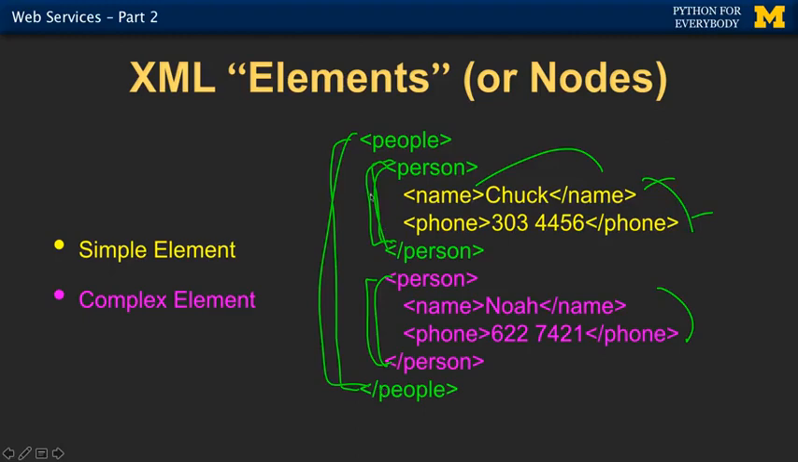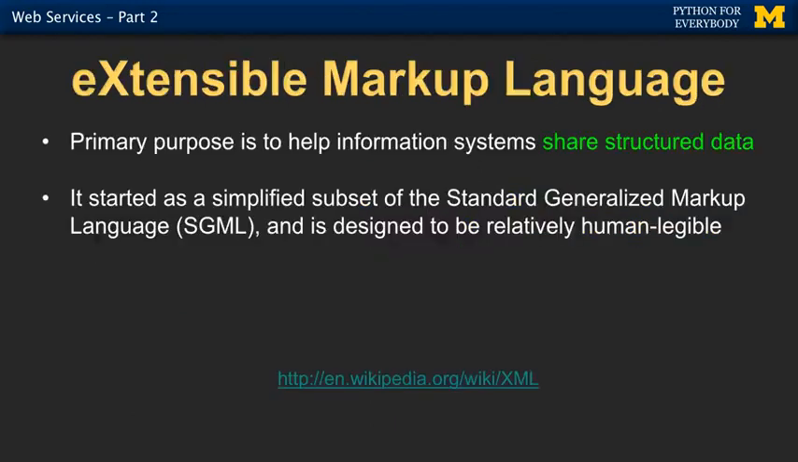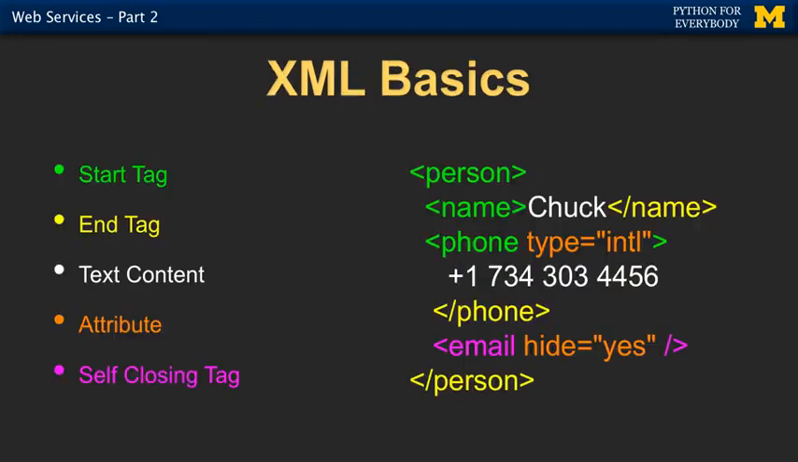The indenting is just something I'm showing you to make it look pretty. XML doesn't really care what extra spaces you put in, but it certainly helps us as human beings understand what's going on. The primary purpose of XML is to share structured data. It was a simplified subset of SGML, which was the precursor to both XML and HTML. SGML was a little hard, so you could almost think of XML as a simplified, easy version of SGML.